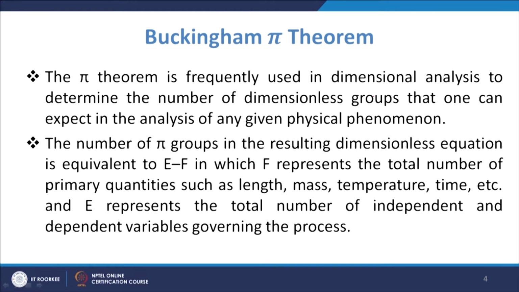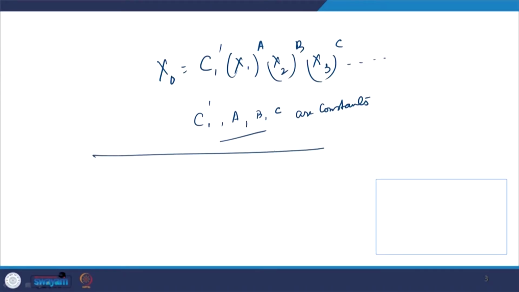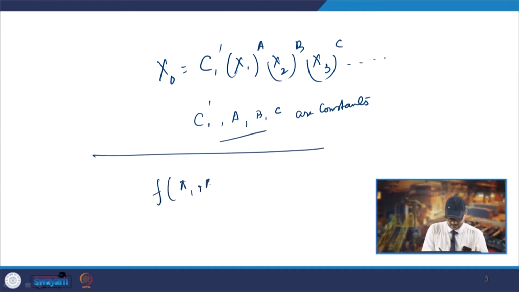So, that can be found out. What you do in this case is f of pi 1, pi 2, pi 3. So, in the case of the pi theorem, you will have pi 1, pi 2, and pi 3, and they will be equal to 0. They are the independent products of the arguments, which are dimensionless, and how many there will be is equal to E minus F. This way you calculate these pi groups.